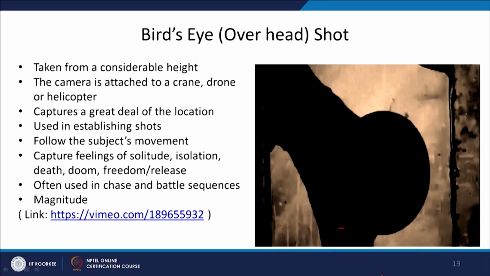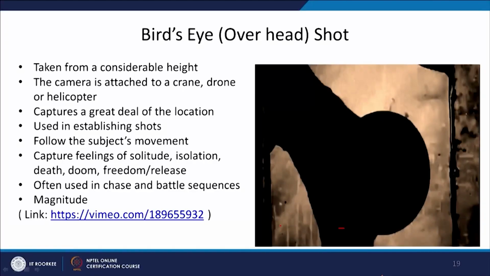The bird's eye view is an overhead shot which is taken from a considerable height, as the name itself suggests. Often in the filming of these shots, the camera is attached to a crane or to a drone or even a helicopter, and it captures a great deal of the location simultaneously. Normally it is used in establishing shots, shots which introduce us to a particular introductory aspect of a movie. They also capture feelings of freedom, release, solitude, isolation, etc. And they are used in chase sequences as well as in battle sequences.